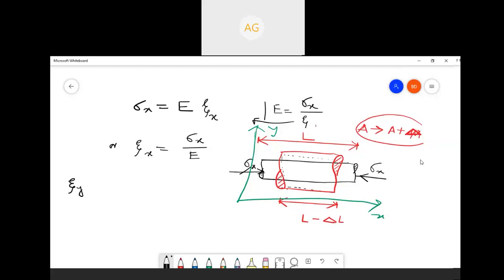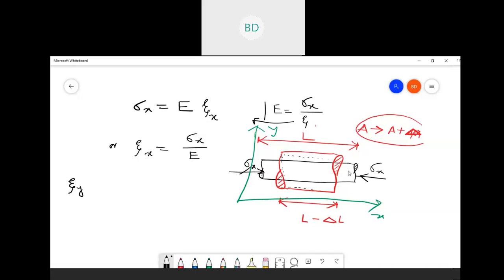Okay, then let us start from the beginning. So this is your stress, this is Young's modulus, this is your strain. Both are in x direction. You know Young's modulus is equal to stress by strain, so from that I have written strain is equal to stress by Young's modulus. Now come to this figure. Suppose you have a shaft of length L, and you have compressed it with stress sigma x from x direction. So there will definitely be a reaction from the negative x direction, indicated by the slash line.